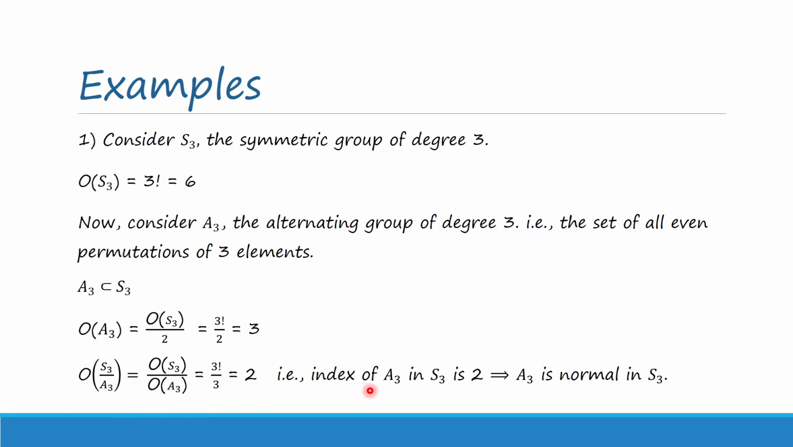Apart from that, the index of A3 in S3 is 2. Right? Since we have studied in groups that if the index of a subgroup in a group is 2, then that subgroup will be a normal subgroup of the group. Therefore, A3 is normal in S3.